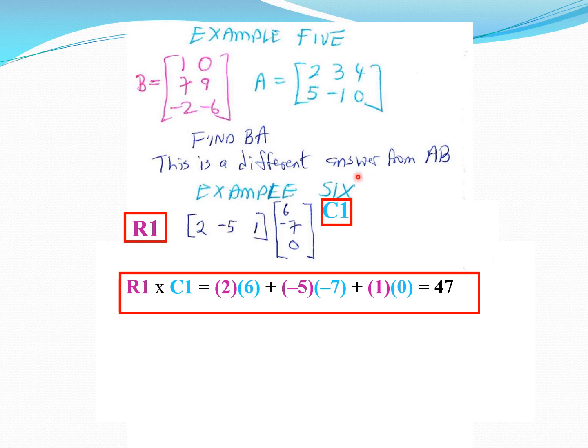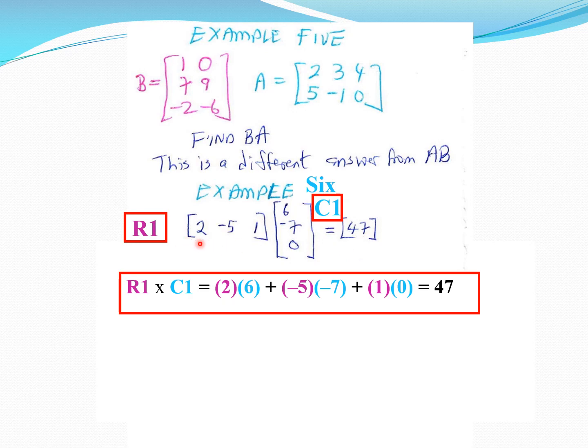Now, example 6. We've got row 1 by column 1. So you might think this is a little bit strange. What happens is you multiply row 1 by column 1, and you're going to end up with a single number. So how do you multiply row 1 by column 1? 2 by 6, minus 5 by minus 7, and 1 by 0. So that gives us 12, plus 35 is 47, and 0 is 47. So we end up with a single answer, and there you go. You have a matrix with a single number.